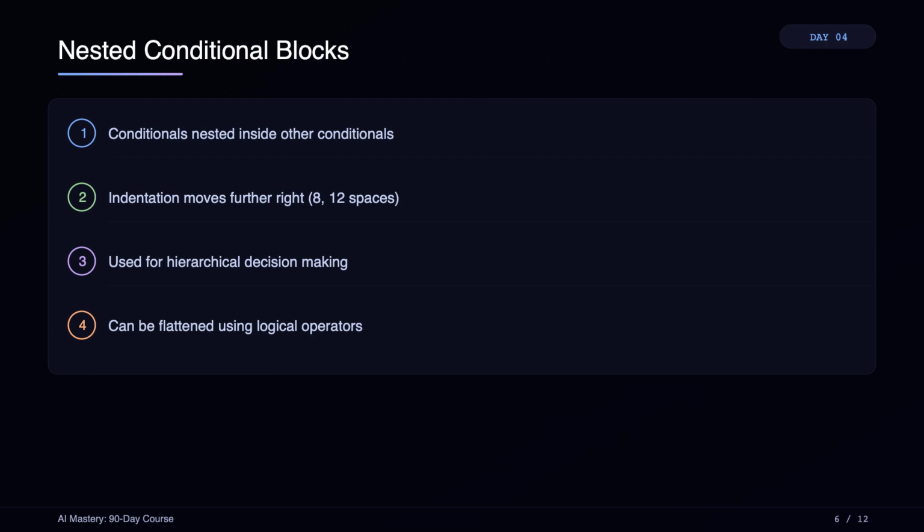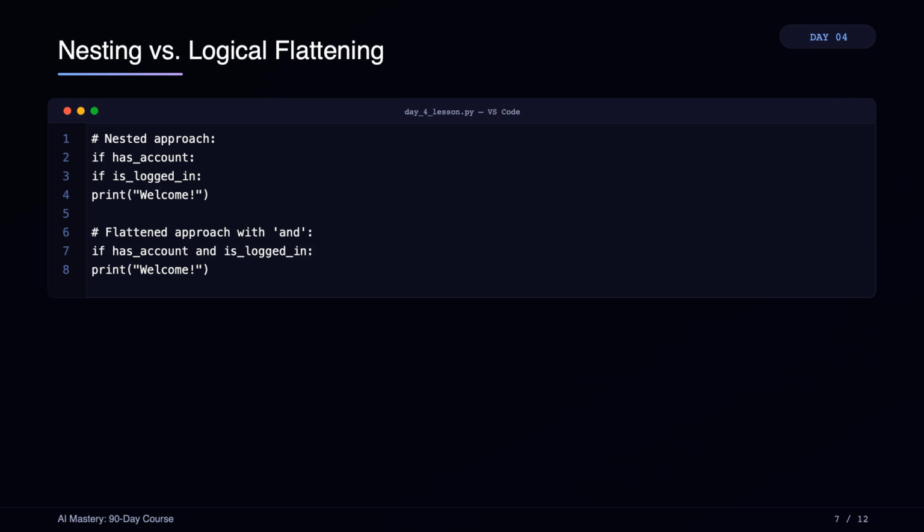Nested conditionals are powerful, but nesting too deeply can make your code very hard to read. In many cases, you can flatten this structure by combining the conditions into a single statement using logical operators like and or, which is highly recommended for cleaner code.